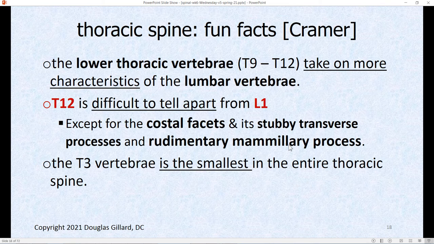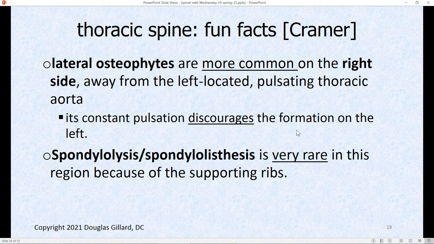Remember, C7 has a transverse foramen. It's got a hole in the transverse process where the vertebral vein goes through, not the artery. The artery goes through starting at C6, which is weird. But T1 doesn't have that. Let's see what else. Costal facets, and it has stubby little transverse processes. We'll look at T12 when the time comes.